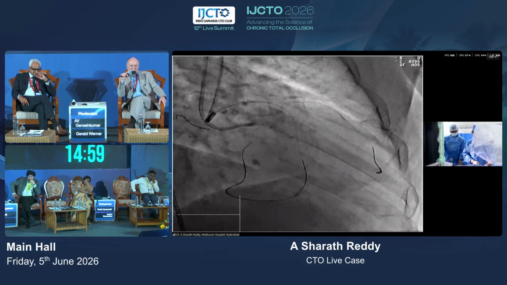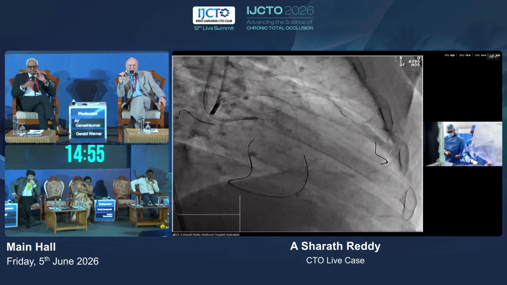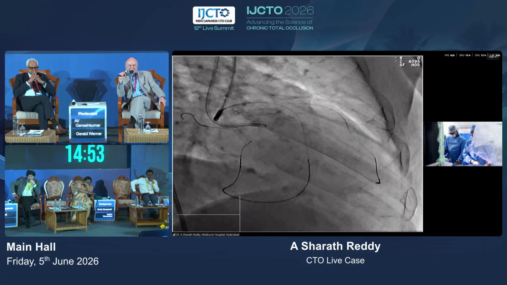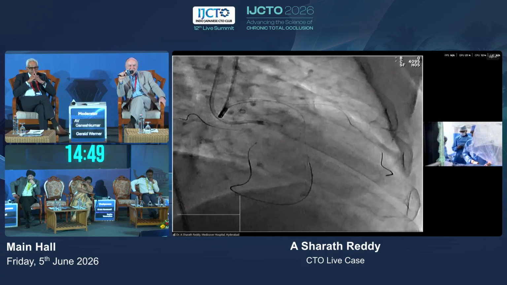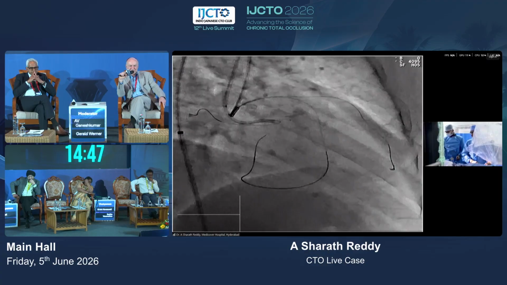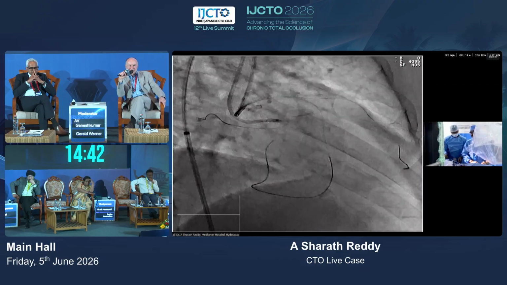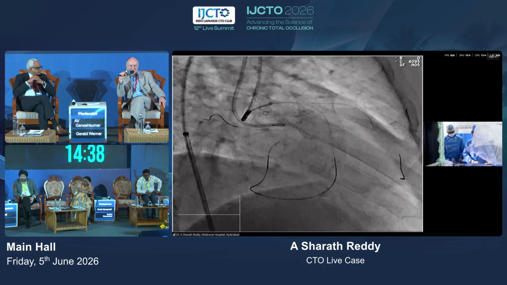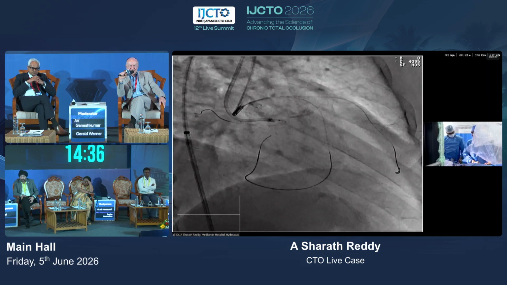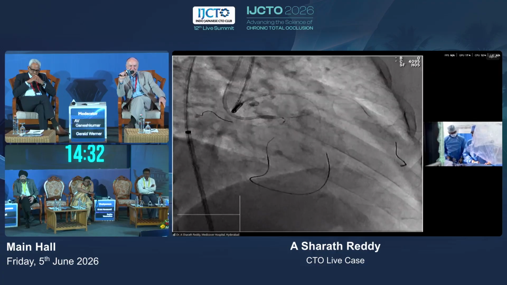Give me again the wire. Renato wire, little bit table up, please. Table up. Is this always the projection that your CT tells you? Yes, this is a projection. I think that for proximal, always a little bit of cranial angulation would be helpful.